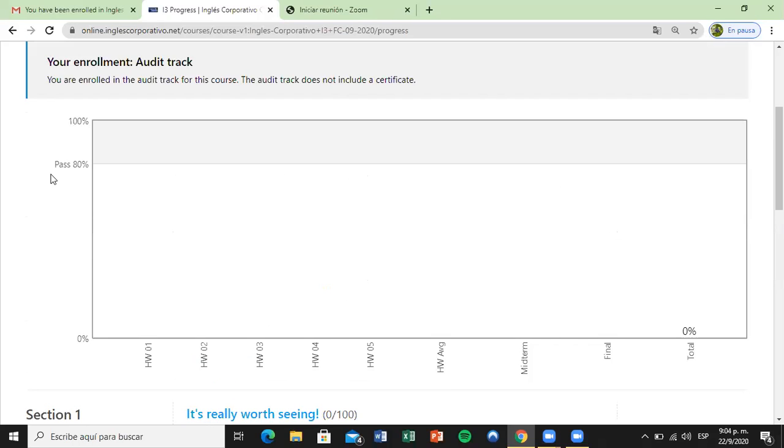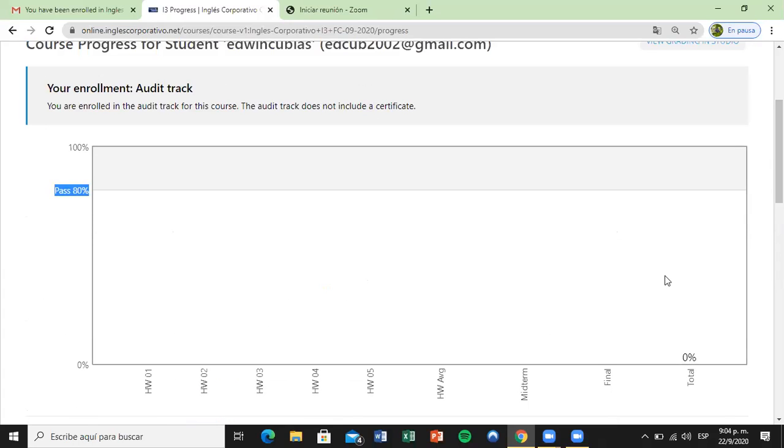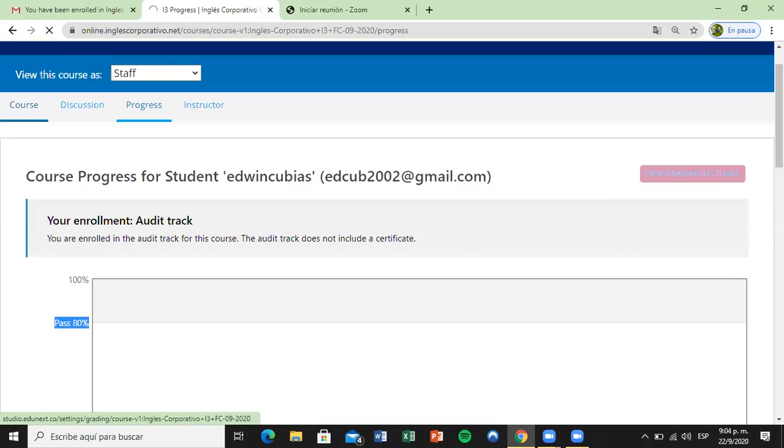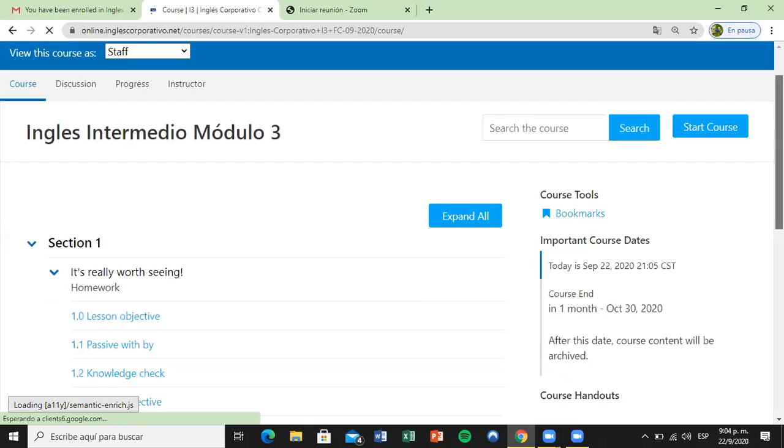The minimum grade to pass is 80, okay? If you have 80 or more, then you receive a certificate. If you do not have 80, then you need to do the exercises again in order to raise your grade to get an 80. At this moment, are there any questions? No question. No, teacher, thank you.